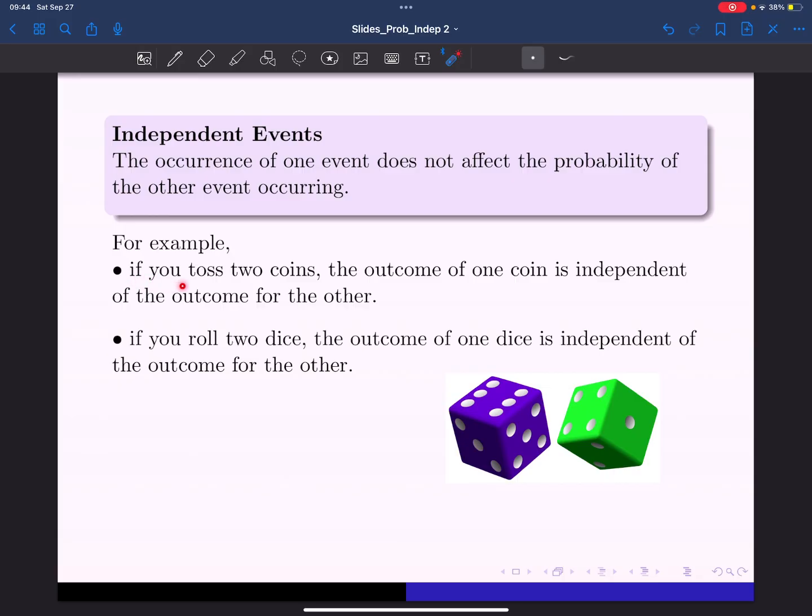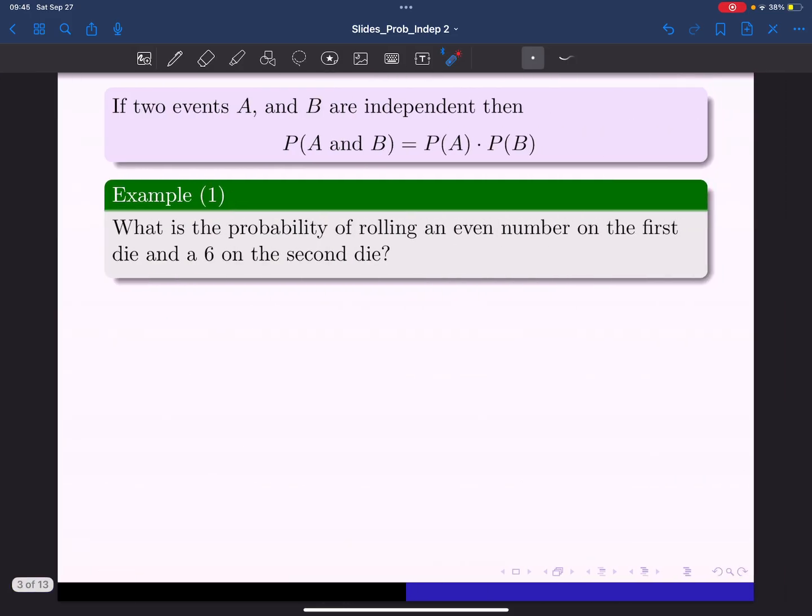For example, if you toss two coins, the outcome of one coin is independent of the outcome of the other coin. Or if you roll two dice, the outcome of one die is independent of the outcome of the other die. Because we can toss them totally separately, they do not depend on each other. Let's call them independent events.